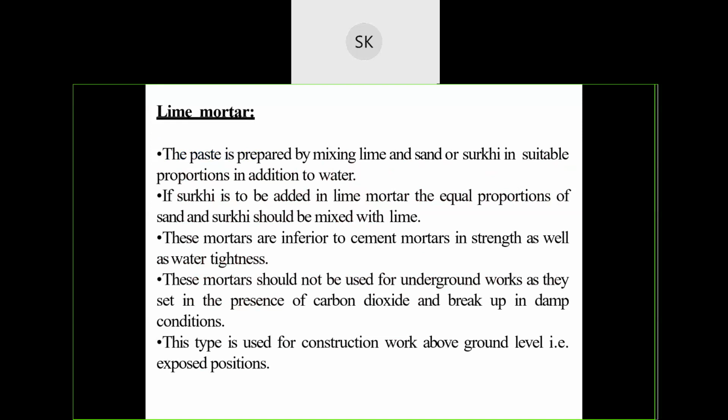Lime mortar is a paste prepared by mixing lime, sand, or surki in suitable proportion, in addition to water. So if you don't have sand, you can use surki also. If surki is to be added in lime mortar, equal proportions of sand and surki should be mixed with lime. These mortars are inferior to cement mortars in strength as well as water tightness. These mortars should not be used for underground works as they set in the presence of carbon dioxide and break up in damp conditions. So this lime cannot be used in damp conditions.